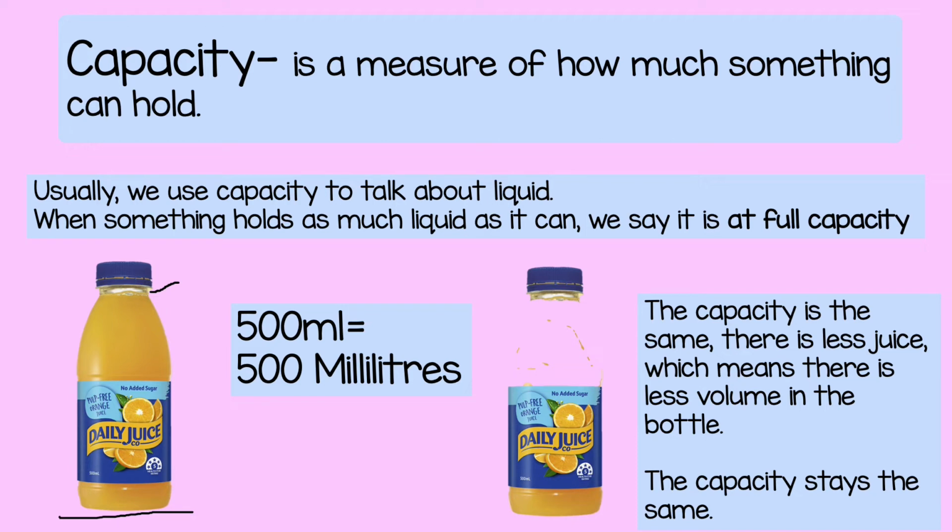But this is the same bottle here, but I've drunk half my juice. So there's less volume of juice in the container, but the container still holds the exact same amount of juice. I've just drunk half of it. So the capacity is the same, but there is less juice in this bottle, which means there is less volume of juice in the bottle, but the capacity of the bottle stays the same.